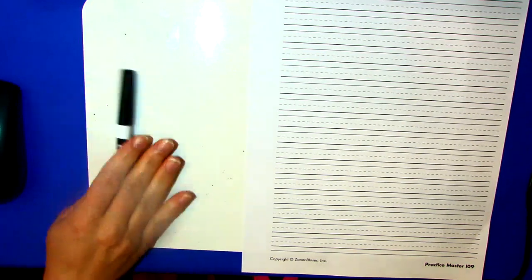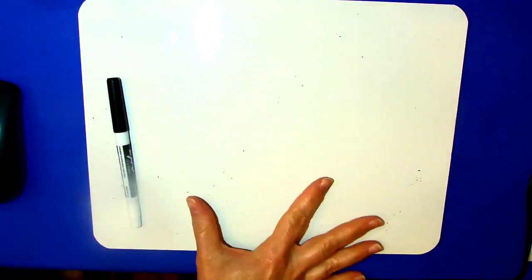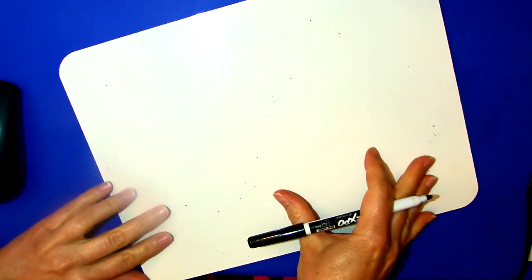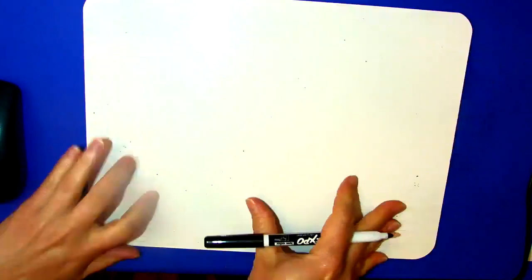Make sure you have a whiteboard and a marker like I do and a piece of cursive lined paper so that when you're ready to practice on lined paper, you are all set. Make sure you're sitting up nice and tall in your chair and that you slant your board this way if you're a righty and this way if you're a lefty.